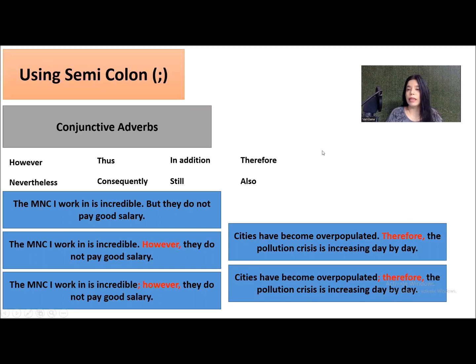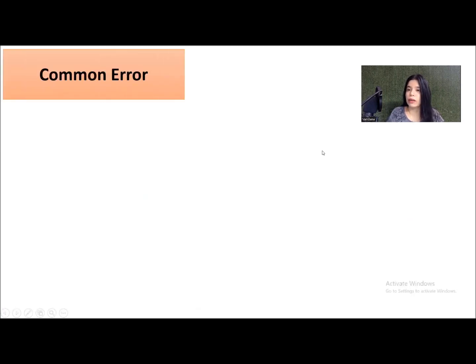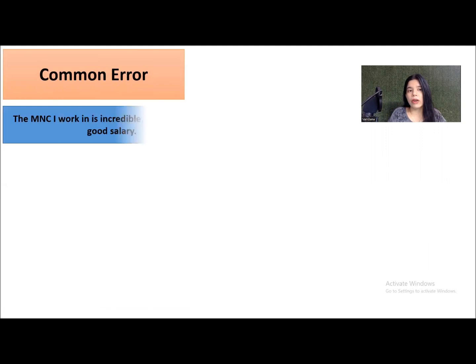Now, before winding up, let's see a common error that students make while writing. You cannot write these kinds of structures. It says, the MNC I work is incredible, they do not pay good salary. What we are doing here is combining two sentences without a conjunction, just with the help of a comma. We cannot do this. To combine two sentences, either we need a conjunction or you can convert this into a semicolon. So avoid this kind of error in your IELTS writing. Don't combine two sentences just by a comma.